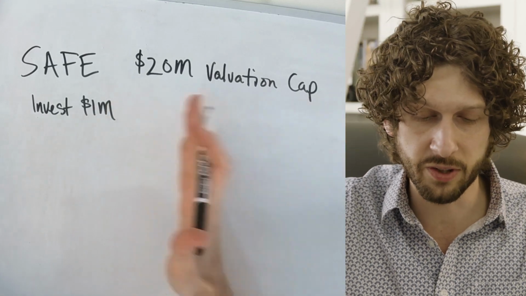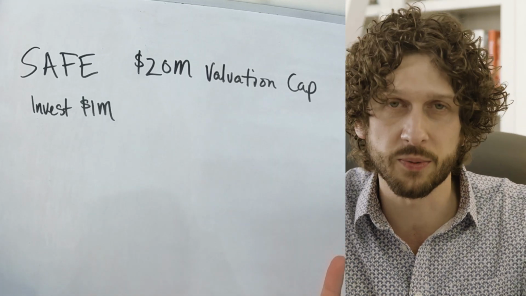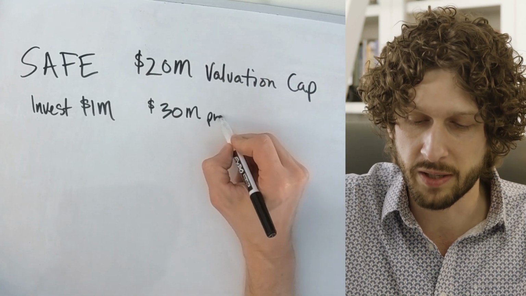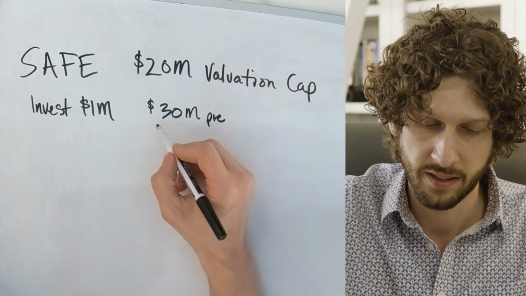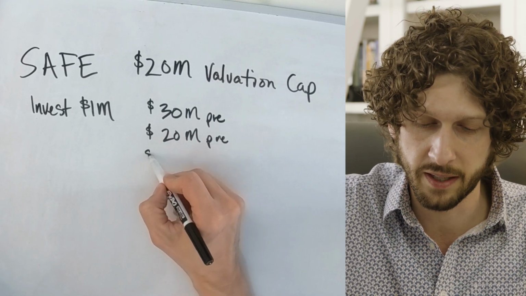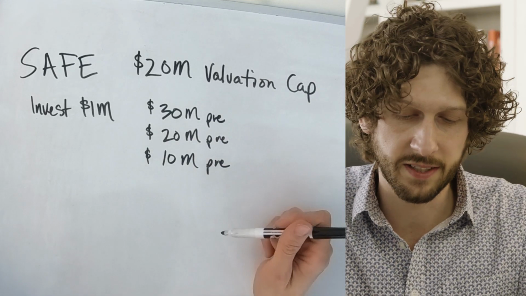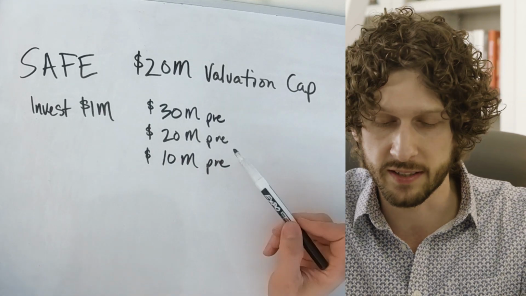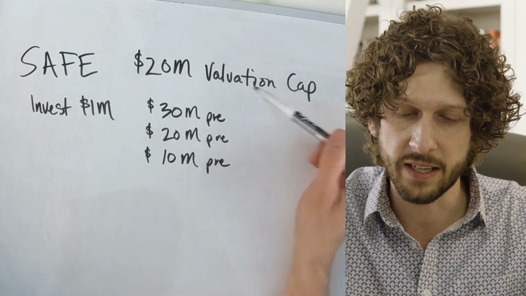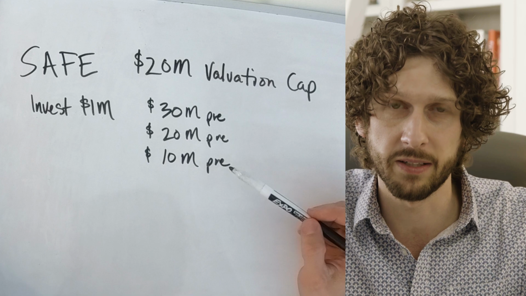Fast forward into the future, and let's call it three outcomes. Outcome one, the company raises at a pre-money valuation of $30 million, or they raise at a pre-money of $20 million, or they raise at a pre-money of $10 million. In all of these different instances, our $1 million is going to be treated slightly differently. In the first case, at a $30 million valuation, I invested in the safe at a $20 million cap, which means my investment is going to convert at a $20 million pre-money valuation.